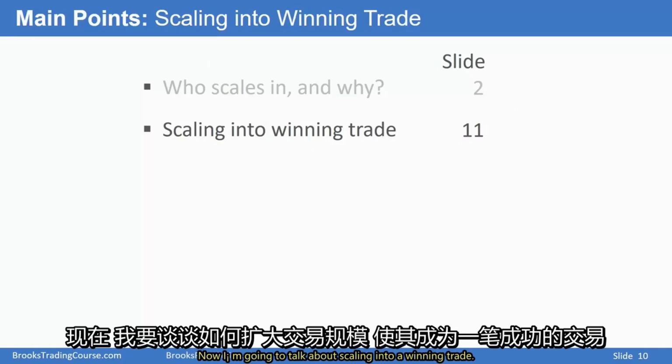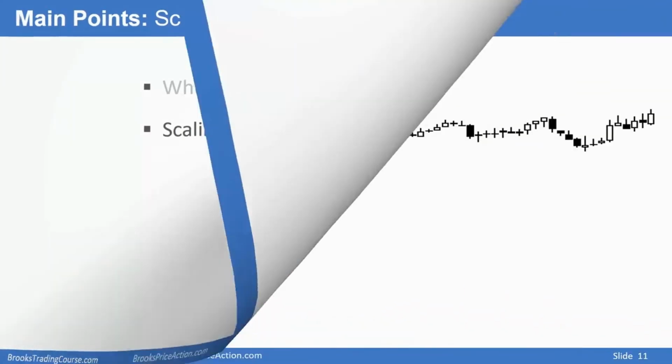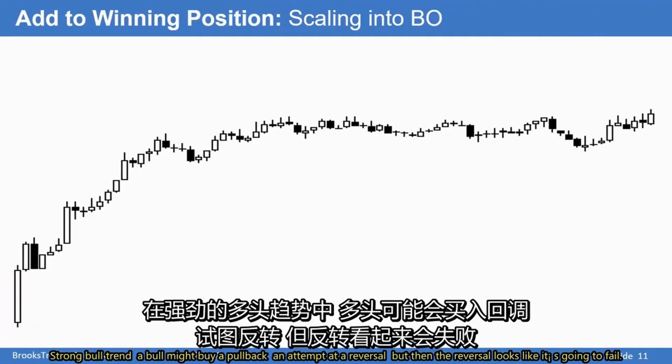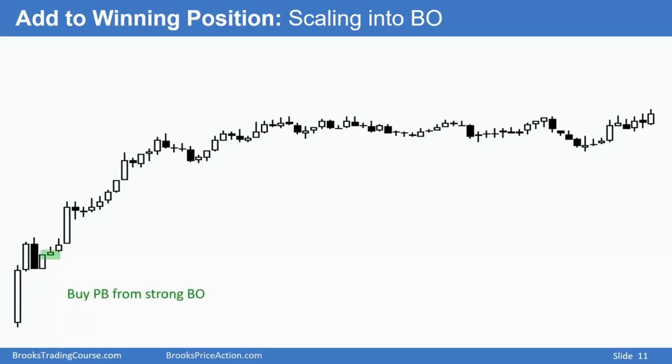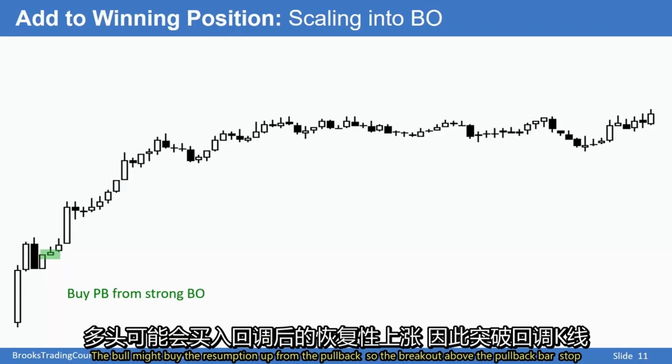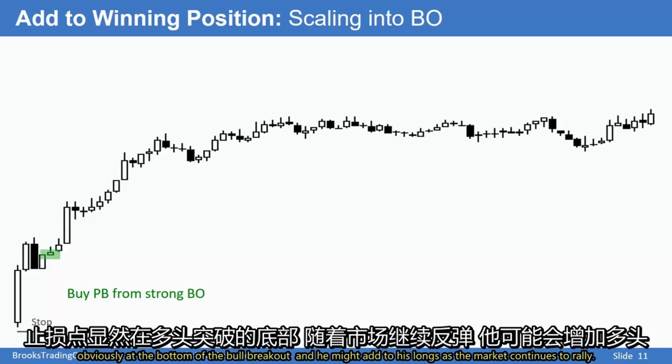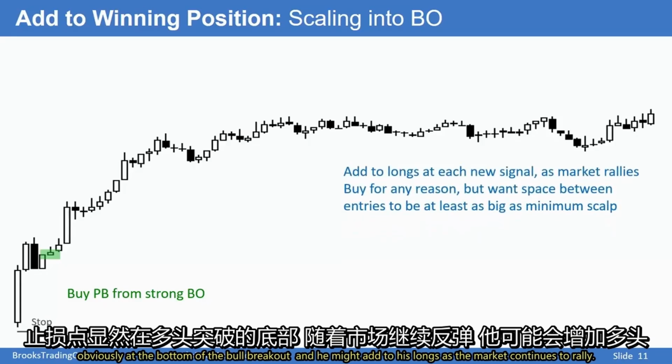Now I'm going to talk about scaling into a winning trade. Strong bull trend. A bull might buy a pullback, an attempt at a reversal, but then the reversal looks like it's going to fail. The bull might buy the resumption up from the pullback, so the breakout above the pullback bar. Stop, obviously, at the bottom of the bull breakout. And he might add to his longs as the market continues to rally.